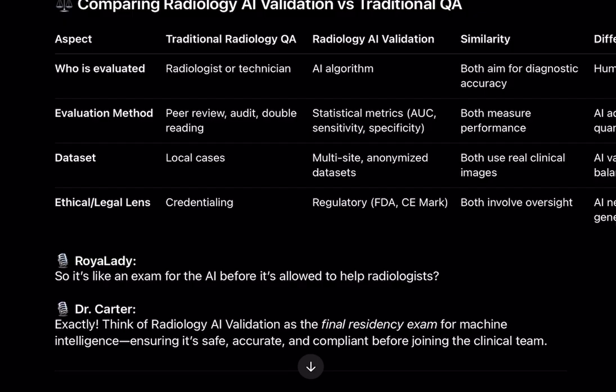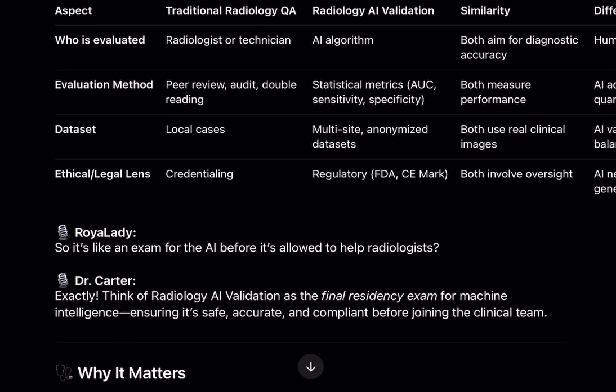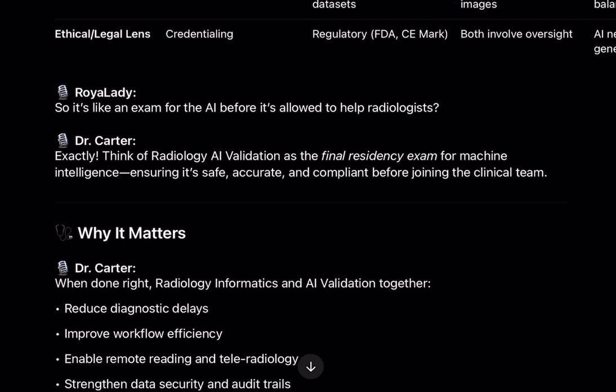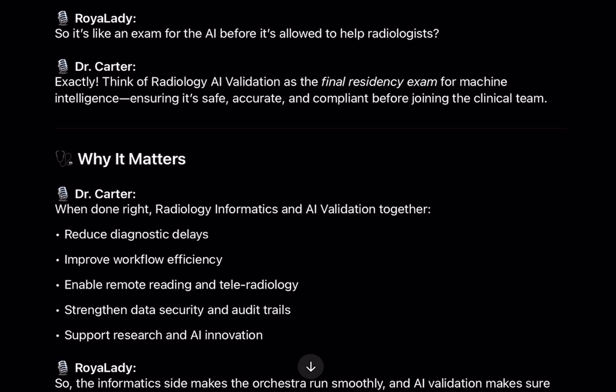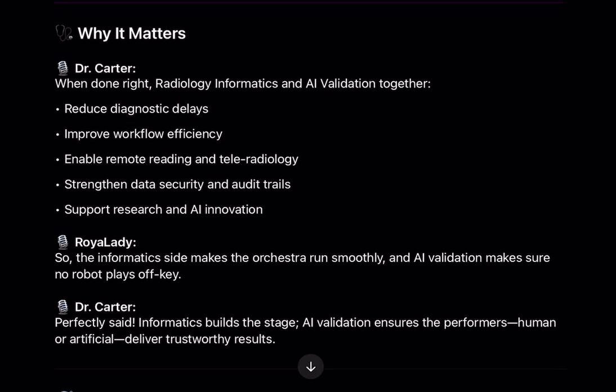Dataset: local cases versus multi-site, anonymized datasets. Both use real clinical images. AI validation requires large, balanced sets. Ethical and legal lens: credentialing versus regulatory approval, FDA, CE mark. Both involve oversight. AI needs extra fairness and generalization checks. Roya Lady: So it's like an exam for the AI before it's allowed to help radiologists? Exactly. Think of radiology AI validation as the final residency exam for machine intelligence, ensuring it's safe, accurate, and compliant before joining the clinical team.